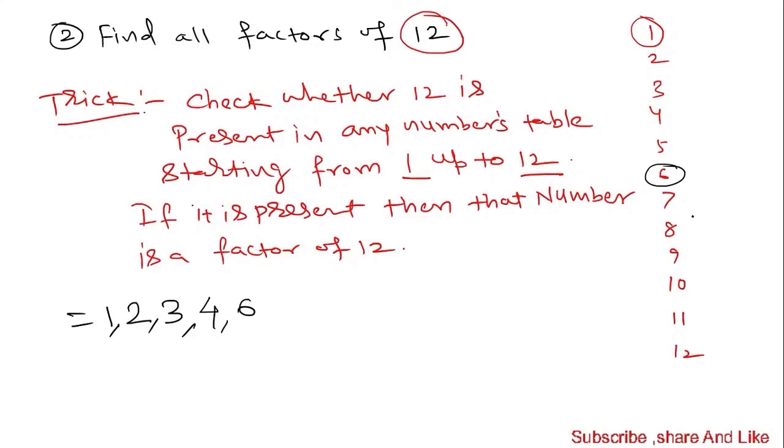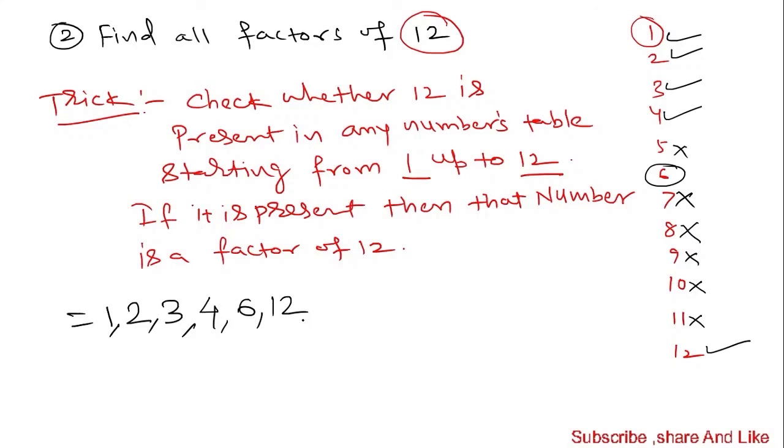Then we move towards 7. 7 1 is 7. 7 2 is 14. So 7 is not a factor of 12. So I tick the numbers whose table contains 12. In the 8, 8 1 is 8. 8 2 is 16. 8 is not. 9 1 is 9. 9 2 is 18. 9 is also not. 10 is also not, and 11 is also not. So what is left here? 12. 12 is present in the table of 12. So I write here 12.